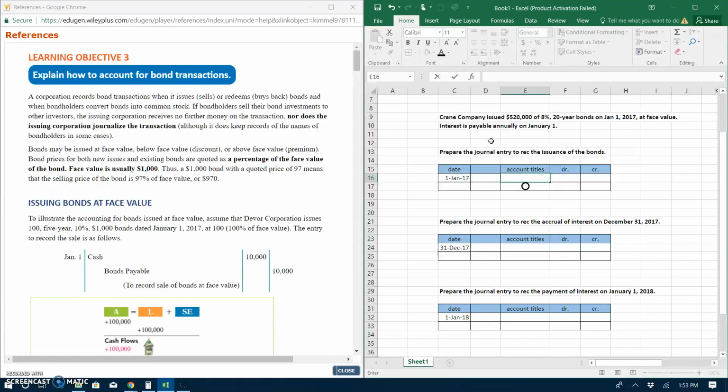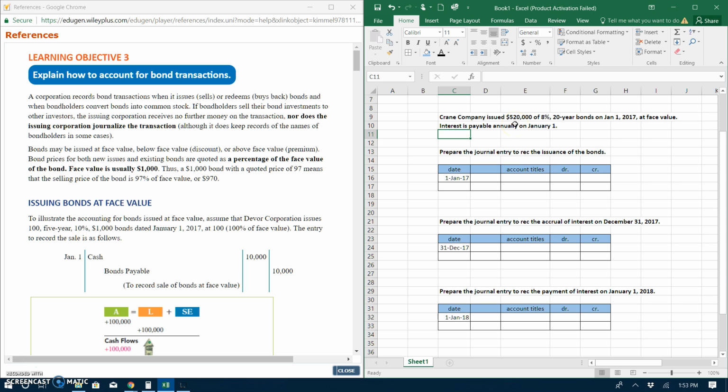All right. So here's the information we got here. Crane Company issued $520,000 of 8%, 20-year bonds on January 1st, 2017, and the beautiful part about this is it is at face value. That means less math. Interest is payable annually on January 1st, which is important for us a little bit later. Okay, so to start off, it wants us to prepare the journal entry to record the original issuance of the bonds.